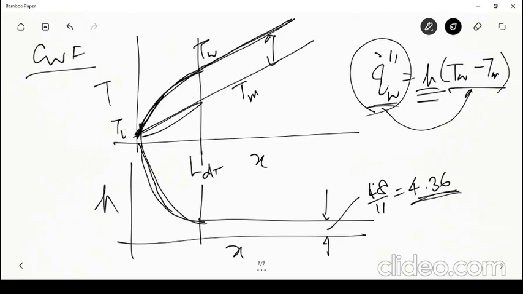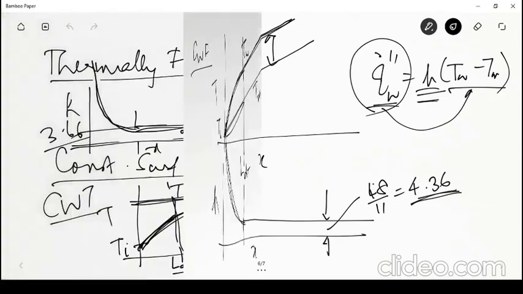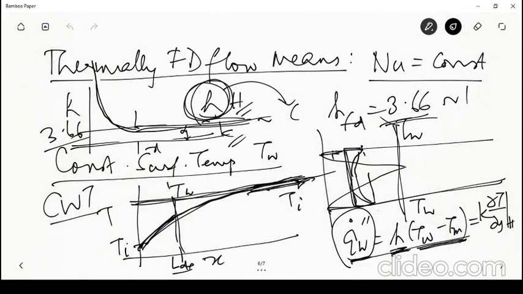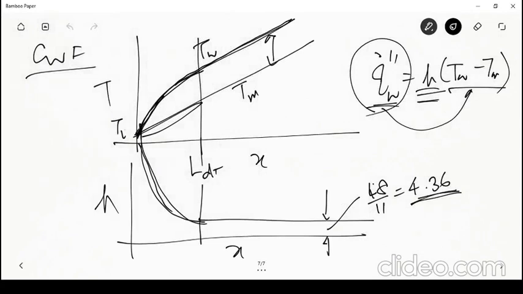Yeah, so this is 4.36 for the case of constant wall flux. In laminar flow with a constant heat flux boundary condition, the fully developed Nusselt number becomes a constant equal to 4.36, whereas in laminar flow with a constant surface temperature boundary condition, the fully developed Nusselt number becomes 3.66. Both of these are of the order of 1 and independent of any other parameter. It's not dependent on the Reynolds number, it's not dependent on the Prandtl number, it just becomes a constant.